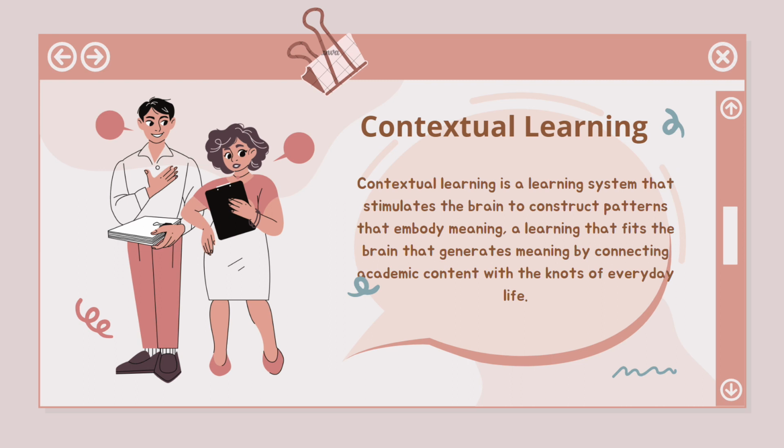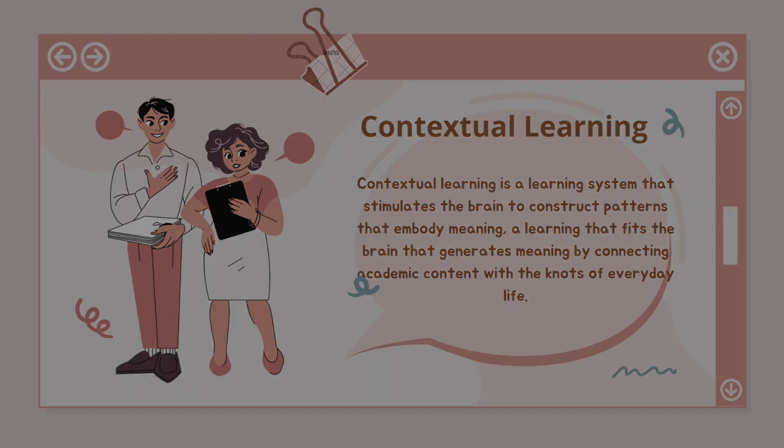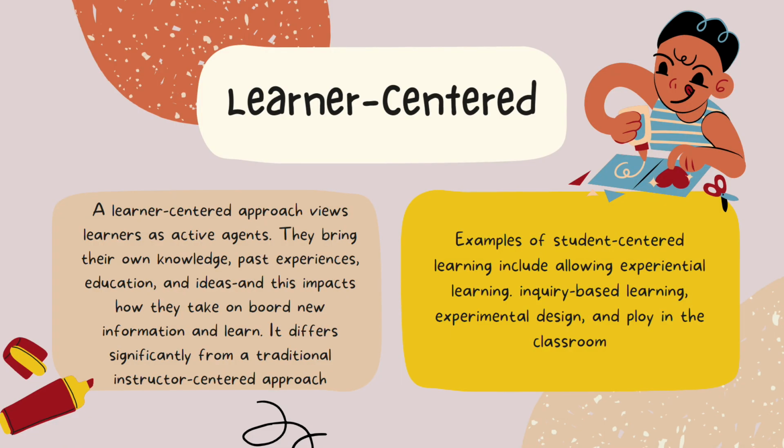For the second, there is contextual learning. Contextual learning is a learning system that stimulates the brain to construct patterns that embody meaning. Learning that fits the brain generates meaning by connecting academic content with the knot of everyday life. Okay, for the next, there is learner center.